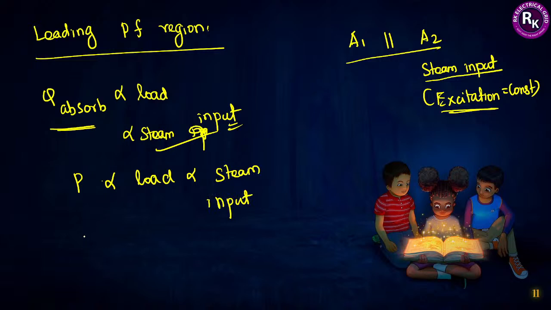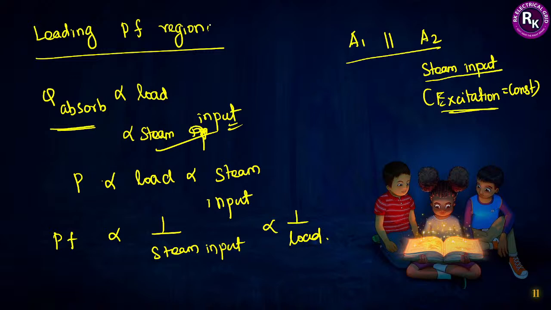And the next one is power factor. Power factor is inversely proportional to steam input. Of course, it is also inversely proportional to the load of the alternator. Understood? Just remember these things.